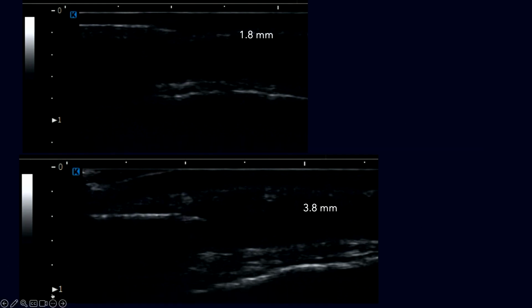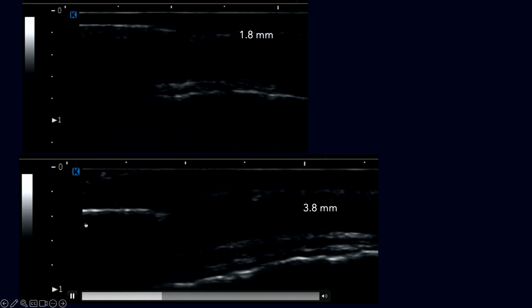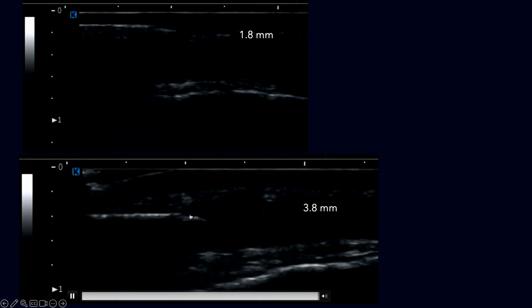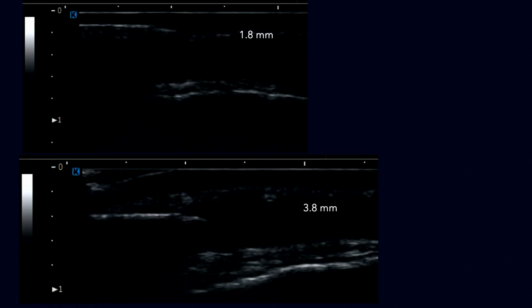Now, what about this image below it? Now you see this needle's coming in, and it's about 3.8 millimeters deep. So we preferentially like to be a little bit more shallow than that. So if you use, let's say, a 4 millimeter long needle, and you inject at an angle of about 30 degrees, you're going to be at the right depth.